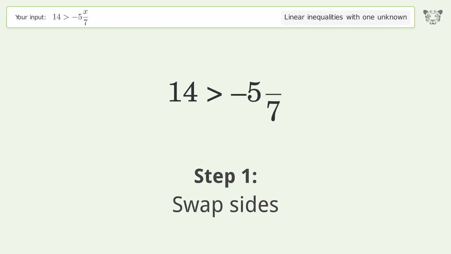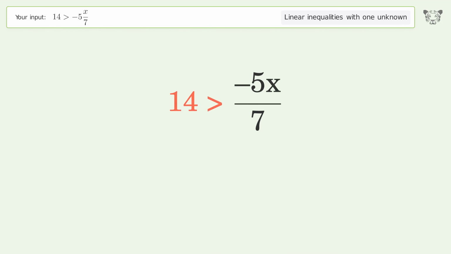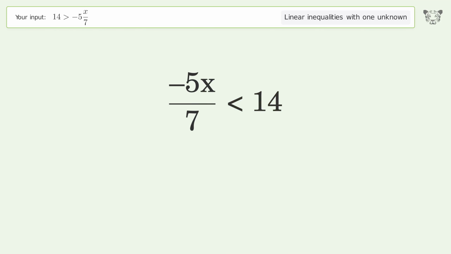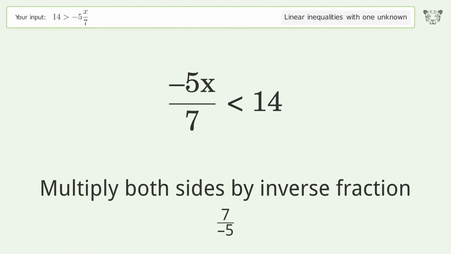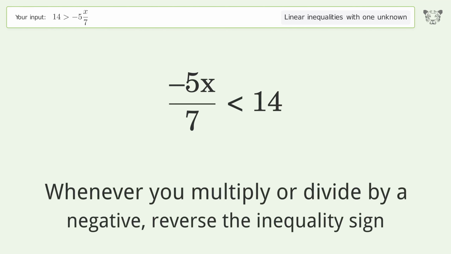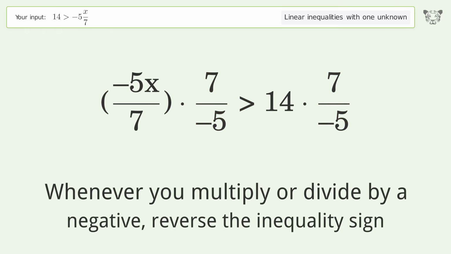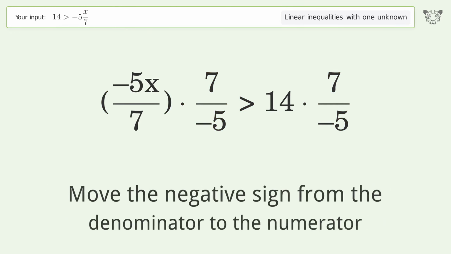Swap sides. Isolate the x. Multiply both sides by inverse fraction 7/-5. Whenever you multiply or divide by a negative, reverse the inequality sign. Move the negative sign from the denominator to the numerator.